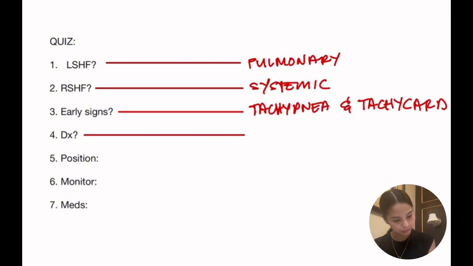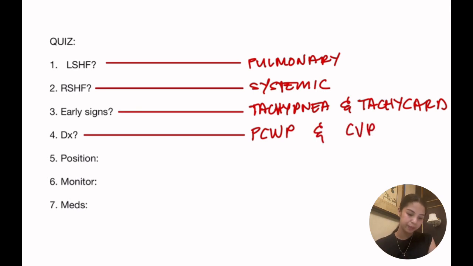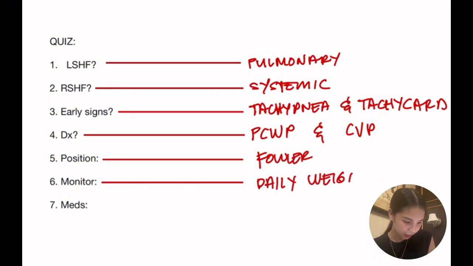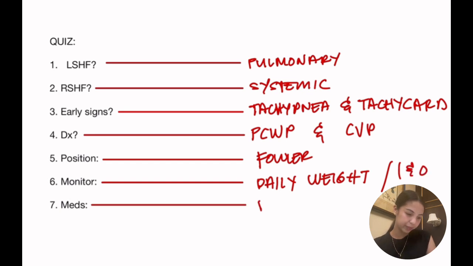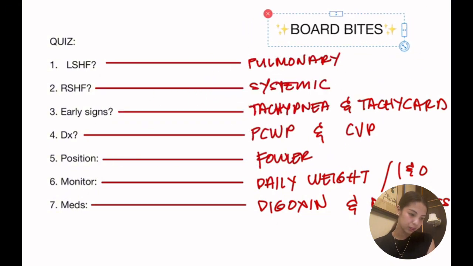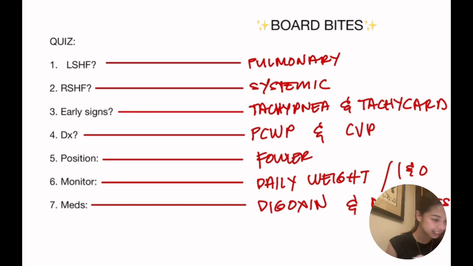Diagnostics. Okay. We have PCWP for your left-sided heart failure, and you also have CVP. Our position, we want it to be Fowler's. What do we want to monitor? Patient's daily weight, or I&O. Okay, and our medications, digoxin and diuretics. This is your board bites. Just remember that. That's all.